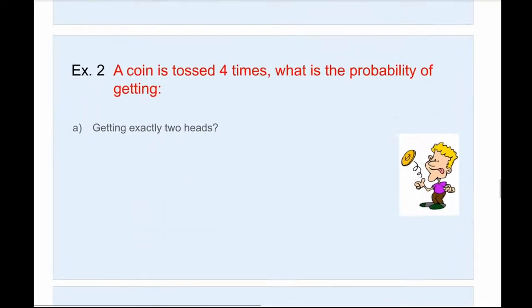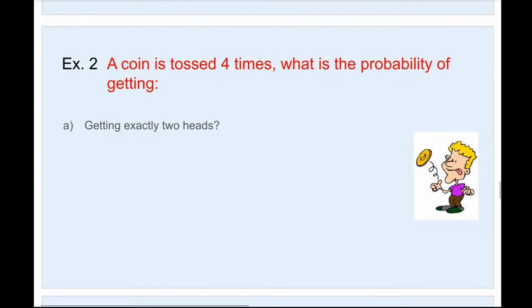In example 2, we're looking at a different scenario. A coin is tossed 4 times. What is the probability of getting exactly 2 heads? In this case, because we're seeing different outcomes occur, it may be helpful to create a tree diagram to see exactly what we're looking at.